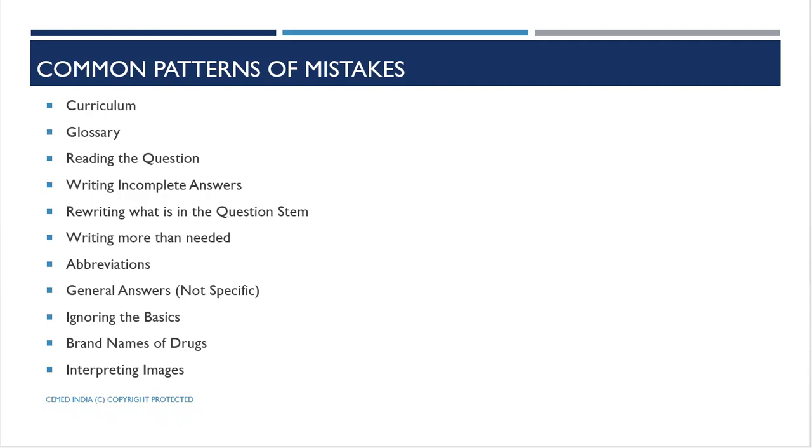Another common mistake which I have noticed is using brand names of drugs. I have come across people writing F-Corlin, which is hydrocortisone. I know F-Corlin is hydrocortisone because I had worked in India, but in the UK we don't know what F-Corlin is. And there is nothing such as soda bicarb. It is sodium bicarbonate. So don't use brand names of drugs.